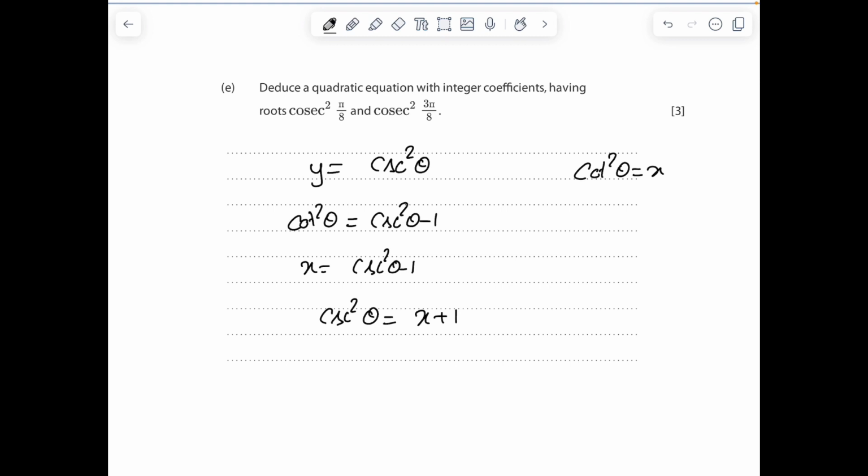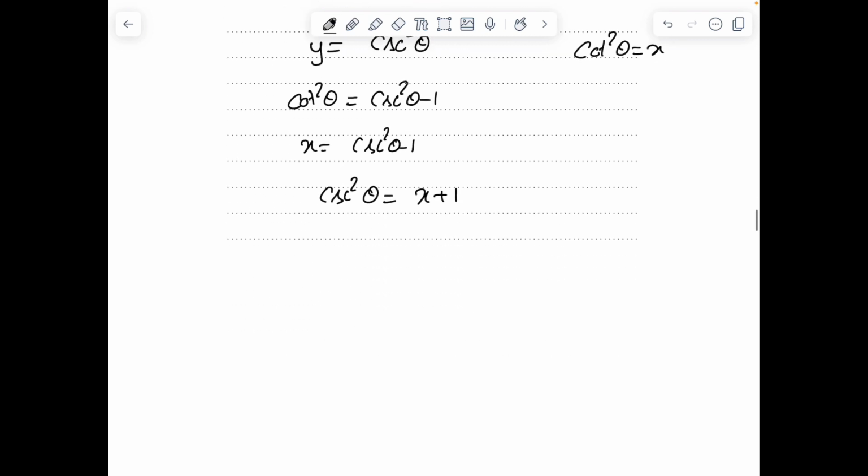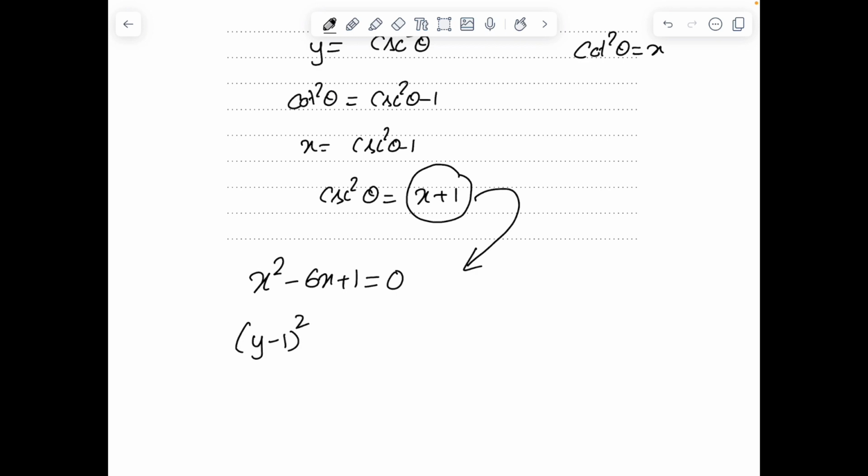X plus 1. So now what is this? I want an equation which has cosecant square theta plus 1 as a root. So what will it become? X square minus 6x plus 1 equals 0. Because you are adding 1, you should be subtracting 1 in the new equation. Y minus 1, opposite operation, plus 1 becomes minus 1.